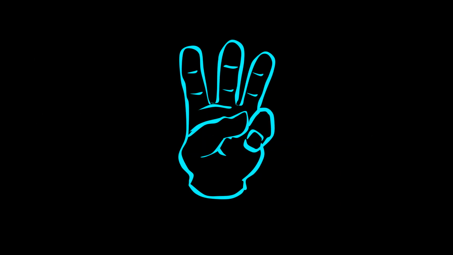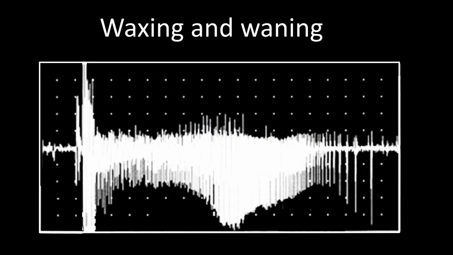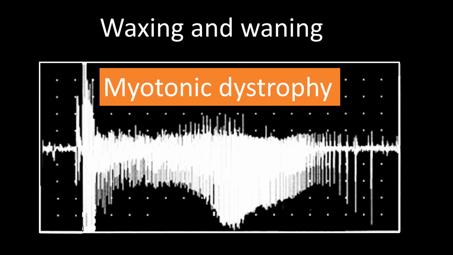The third group is waxing and waning. Waxing and waning are used in conjunction, referring to linear or exponential progressive rise and drop in amplitude, as you can see in this panel. Here you see exponential waxing and here exponential waning. This is typical for myotonic dystrophy.